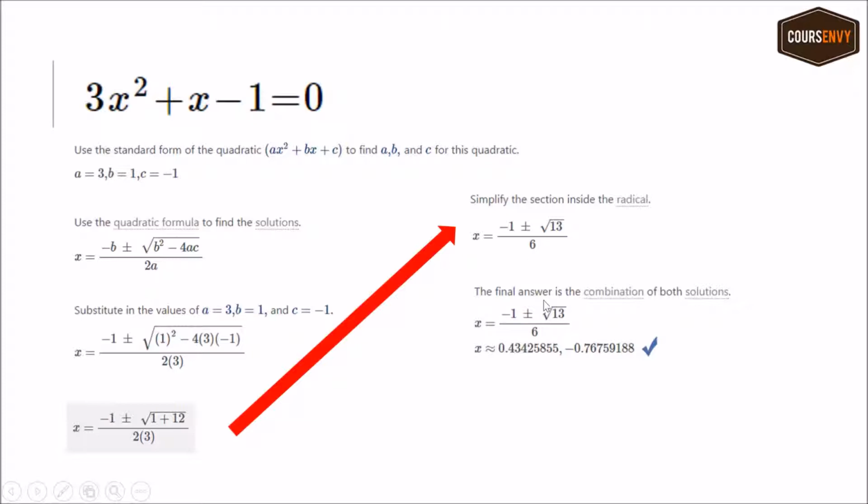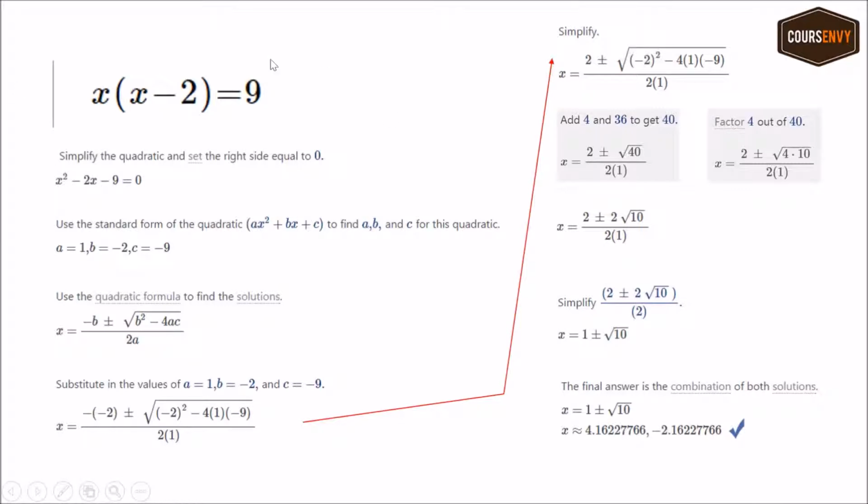So the final answer is going to be two things, right, because of this plus or minus. So first, order of operations, remember, -1 plus the square root of 13. Find that answer divided by 6. Here we go, our lower variable. Next, -1 minus the square root of 13. Take that number divided by 6. And we get our second value for x using the quadratic formula.